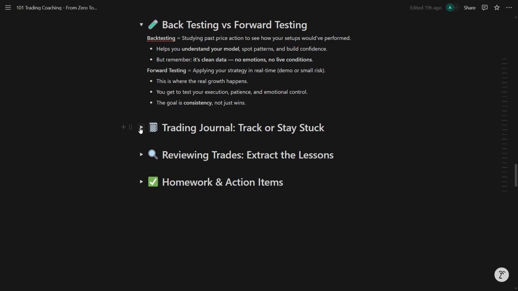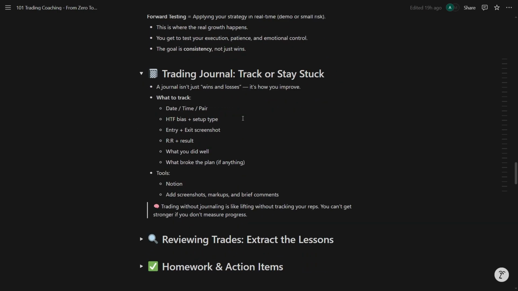All right. So regarding trading journal. Here, your journal is not just tracking your wins and losses. You're trying to track as much data as possible, and this is where you'll improve the most. For example, you can track the date of your trades, time of your trades, the pair you're trading. You want to track your high time frame bias, your setup type, your entry and exit, your risk to reward and results.